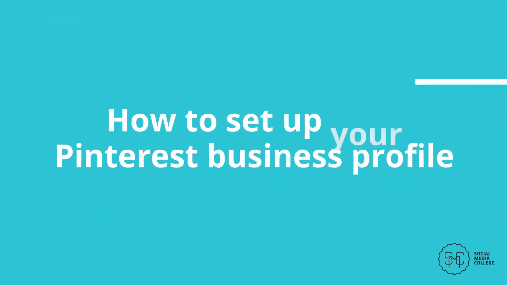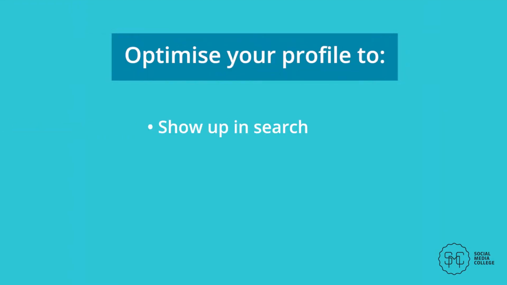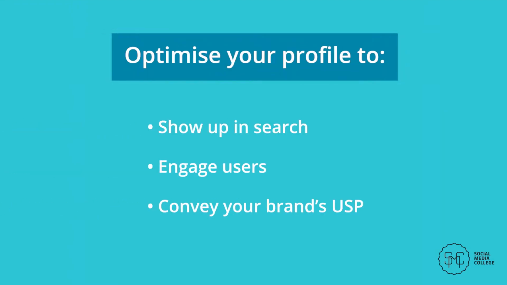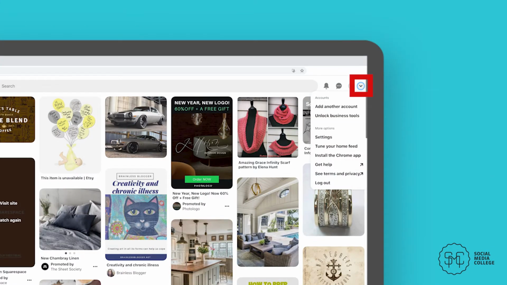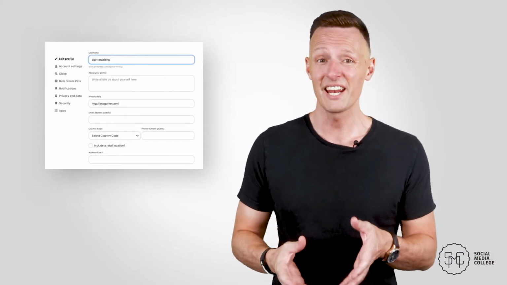How to set up your Pinterest business profile. After you create your profile, you want to make sure that it's fully optimized to show up in search, engage users, and convey your brand's unique selling proposition. Let's look at how to do this. Complete your entire profile. You can edit your profile by clicking on the drop-down menu in the top right corner and selecting Settings. This will open a tab that allows you to edit your profile.